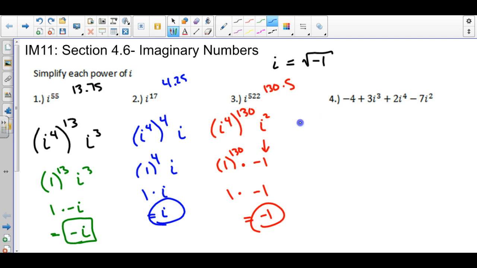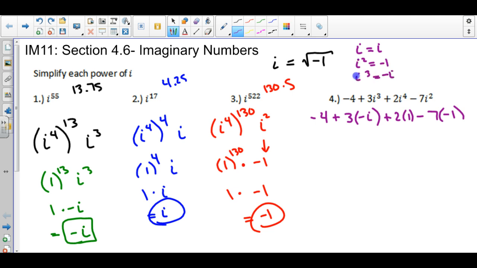So first thing, bring down the -4 because that's a nice solid whole number. I'm going to rewrite this as 3 times, now like I said before, i to the third we just called -i. And then I'm going to rewrite this i to the fourth as +1, and then I'm going to rewrite i squared as -1. So that was just using those 4 values. Again, we just let i to the first power be called i. We said i to the second power was -1, i to the third power was -i, and then i to the fourth power was 1.